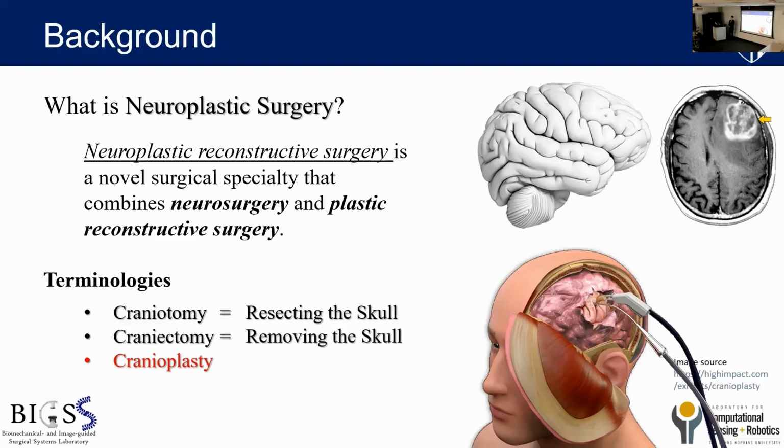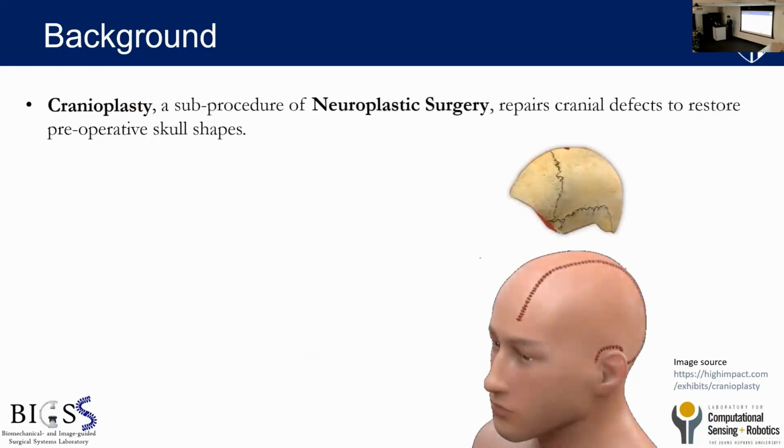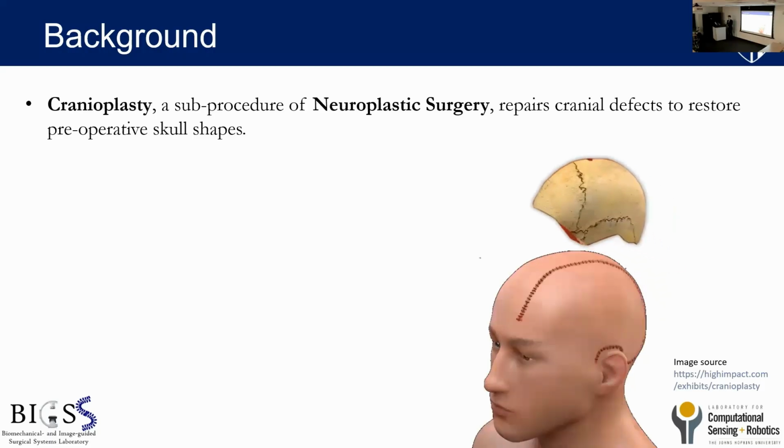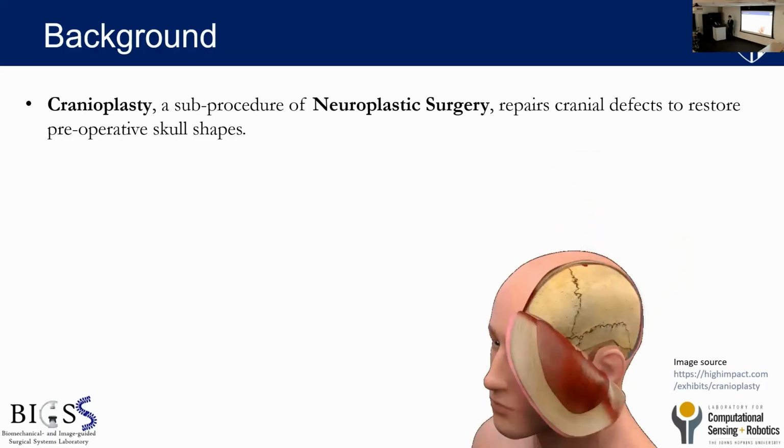For instance, when the tumor is growing onto the bone, or in emergency cases, such as a traumatic injury, the skull bone needs to be removed to relieve the intracranial pressure. Both craniotomy and craniectomy have to do with the removal of the skull bone. Cranioplasty aims to repair the skull bone. When the bone flap that's been removed from the patient is still functional, it can be placed back immediately.